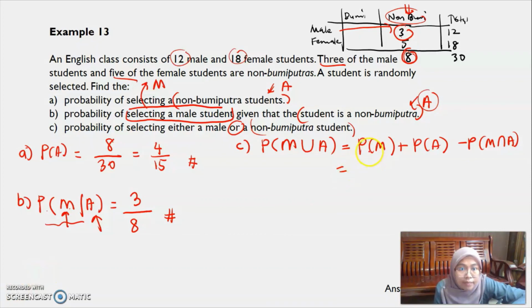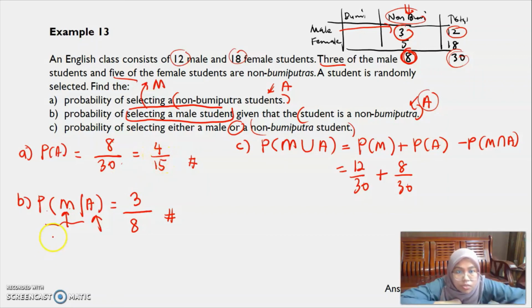What is the probability of M? The probability of M is the probability of a male student. We have 12 male students, so 12 out of 30, 12 over 30. Plus the probability of A. A is that the student is non-Bumi, so 8 out of 30 students, 8 over 30. Actually, we already figured out the probability of A from question A, 4 over 15.